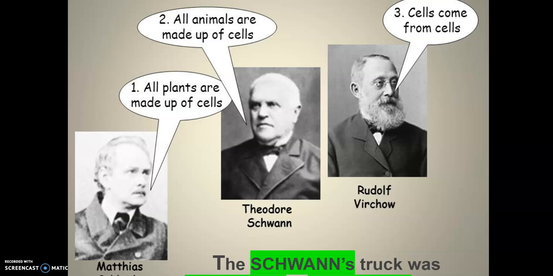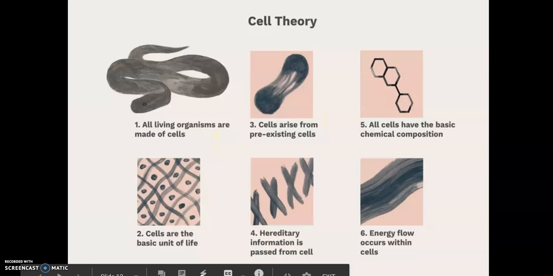And you're going to be able to see this better on your CAMI document, but I do have a memory device to help you remember the three scientists that created the cell theory, and it's the Schwann's truck was Schleiden to Virchow's house. So make sure that you add that to your note sheet. So we are going to go through this cell theory and talk about it.